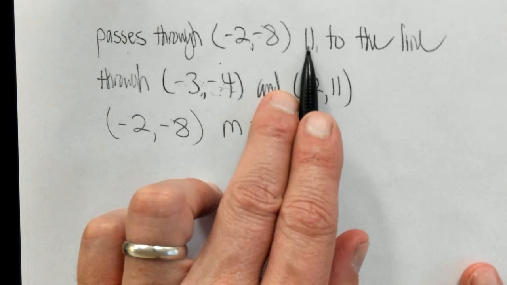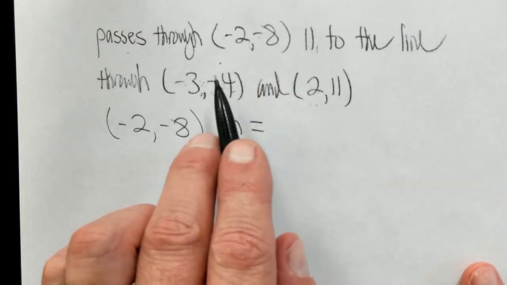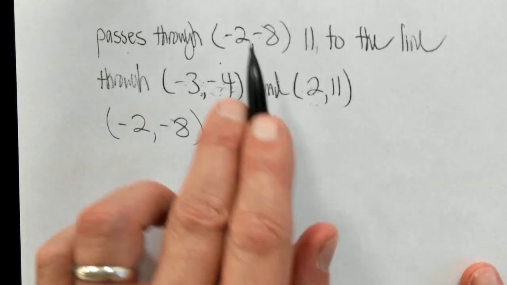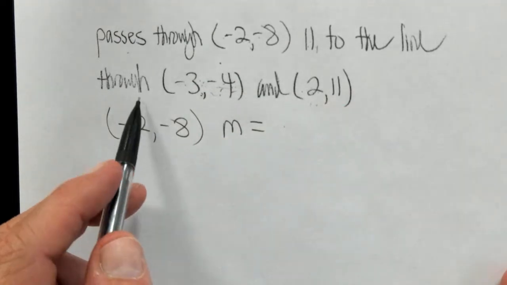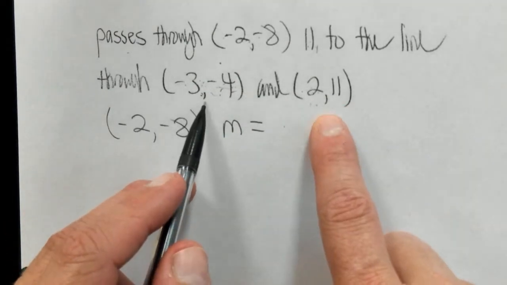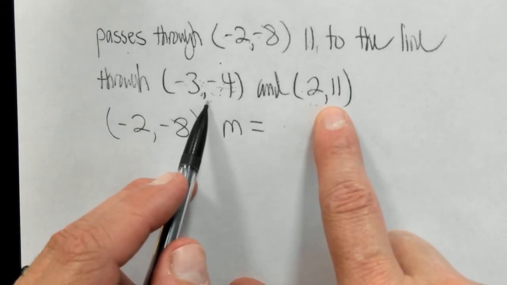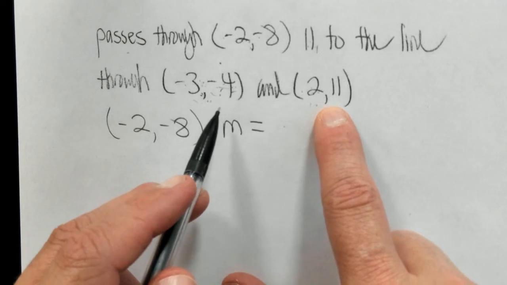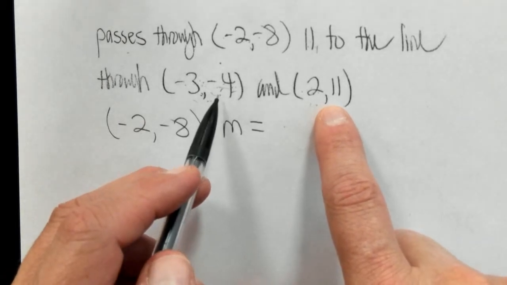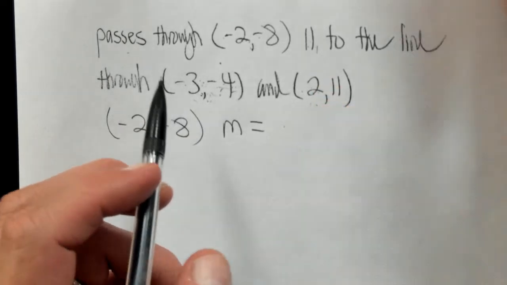So parallel lines have the same slope. Whatever the slope is of this line, the slope of my line is going to be the same. So the question then becomes, do we have enough information to find the slope of this line through these 2 points? And the answer is yes, because very early in the unit, we had problems that said, find the slope of the line through these 2 points. How do we do it?